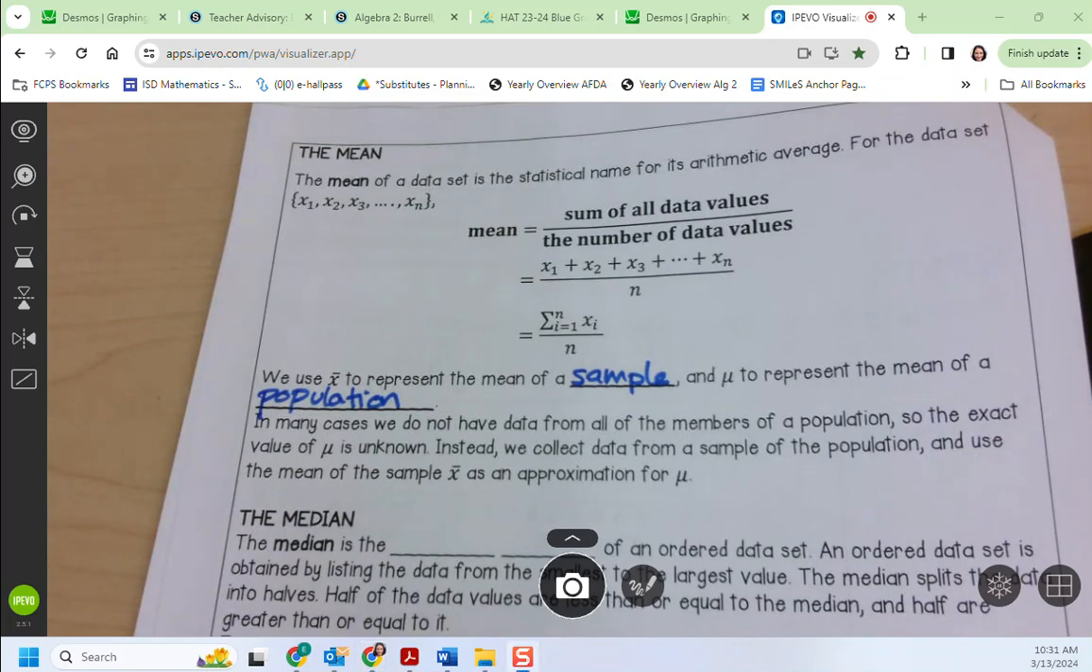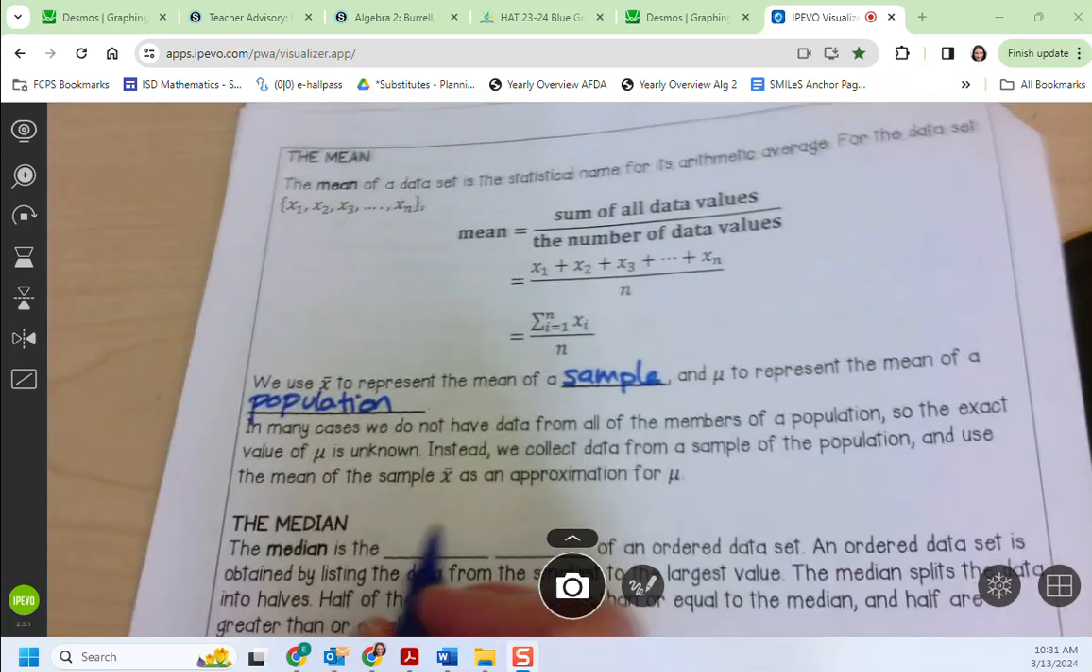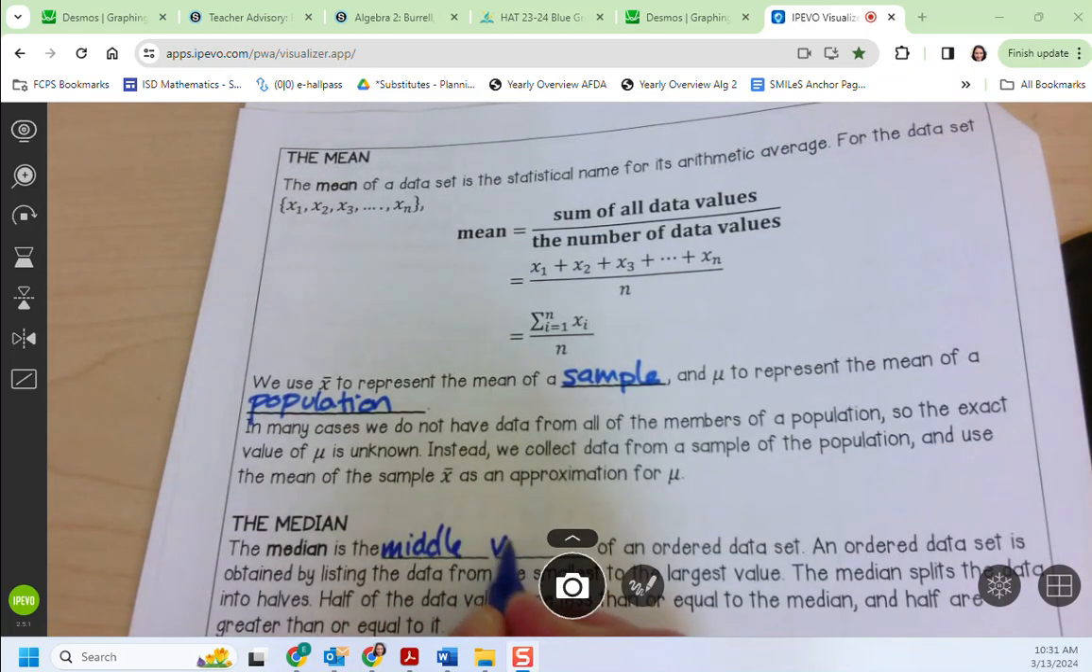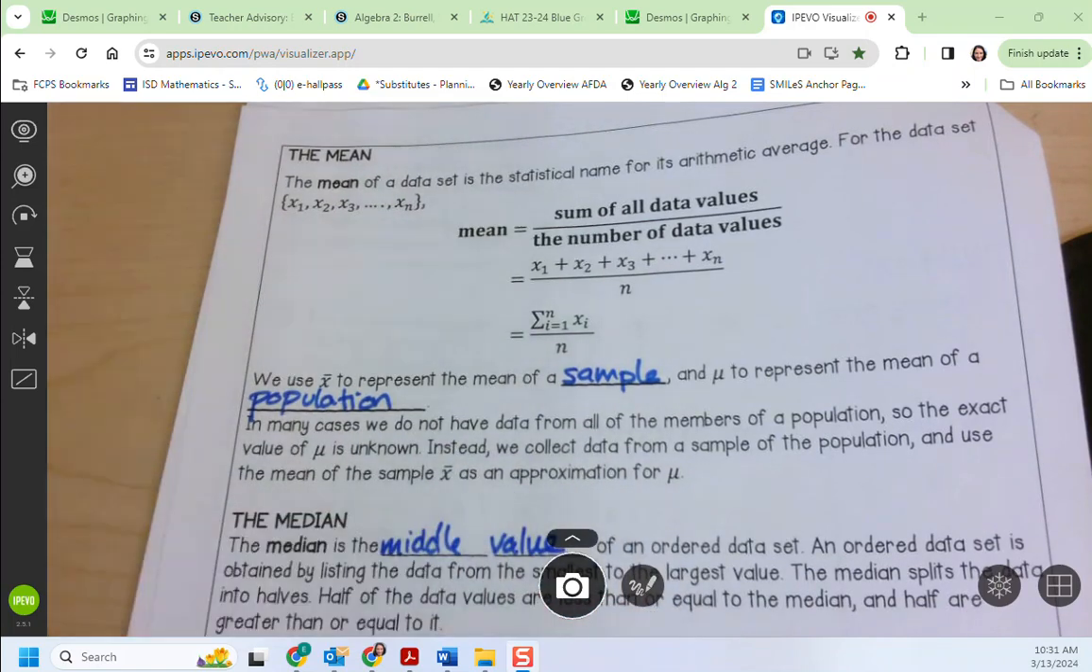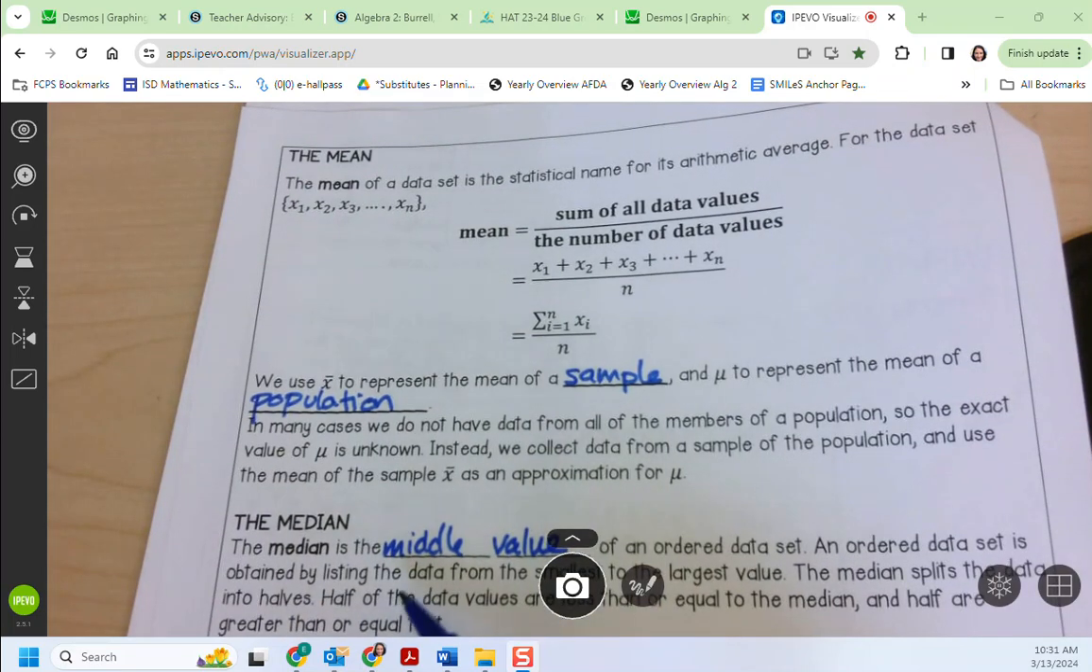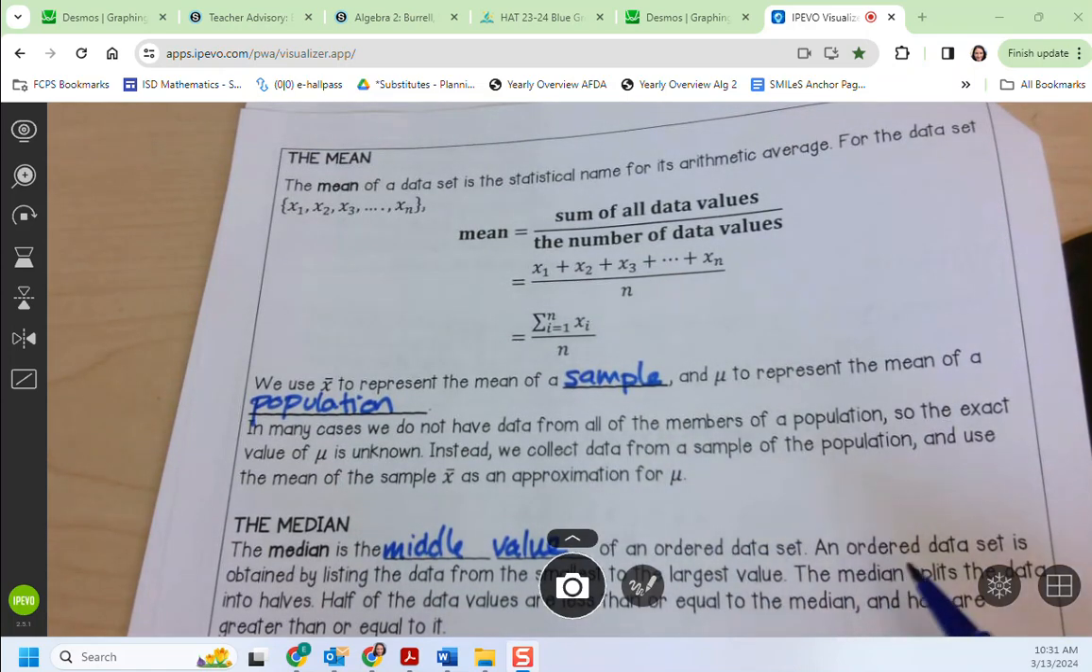All right, median. The median is the middle value of an ordered data set. You have to order the data to find the median. Like, it doesn't make any sense to find the middle number if they're not in order. So an ordered data set is obtained by listing the data from smallest to largest, and the median splits the data into halves. So half the data values are less than or equal to the median, and the other half are greater than or equal to it.